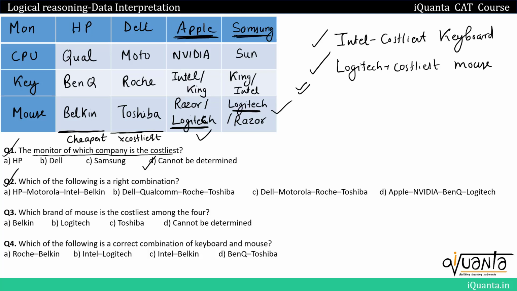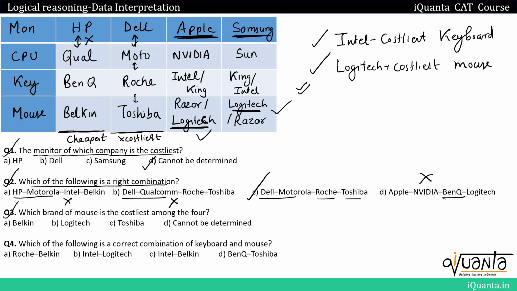Second question is, which of the following is a right combination? First one is HP Motorola. Let us see if we have HP and Motorola together. No, so this is incorrect. Second one is Dell Qualcomm. We have Dell and Moto together, so this is also wrong. Third one is Dell, Motorola, Roche and Toshiba. We have Dell, Motorola, Roche and Toshiba in the table, so this is correct. Last one is Apple, Nvidia, BenQ and Logitech. We do not have BenQ keyboard in Apple, so this is also wrong. So the correct answer will be option C.